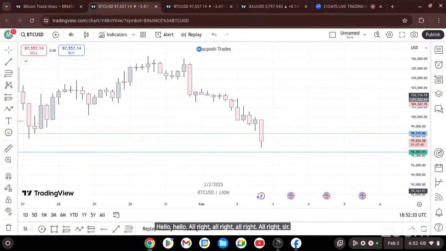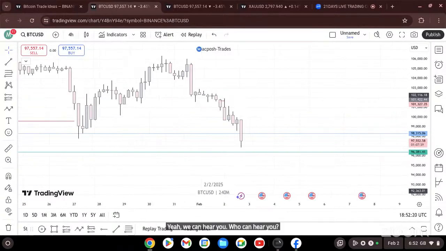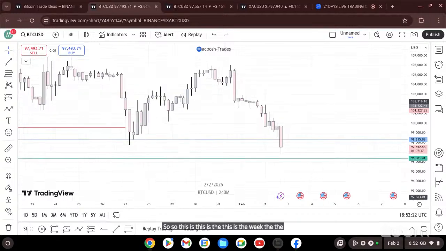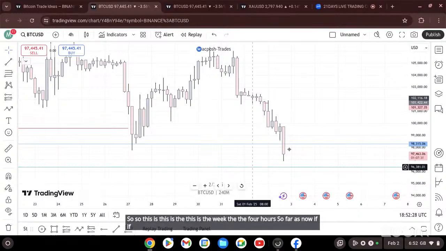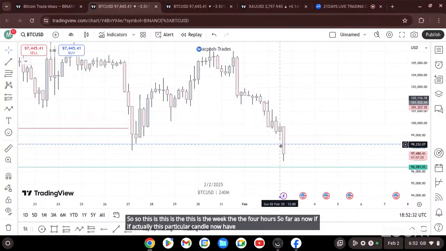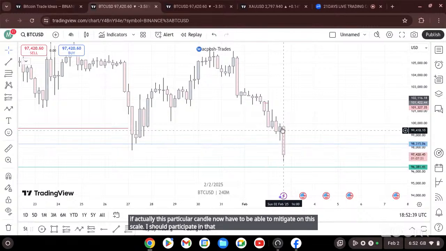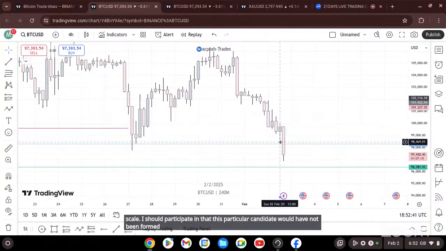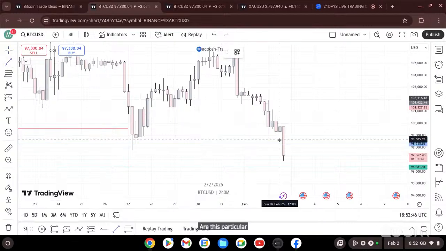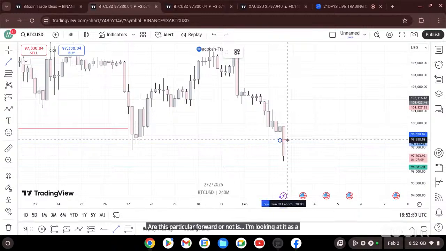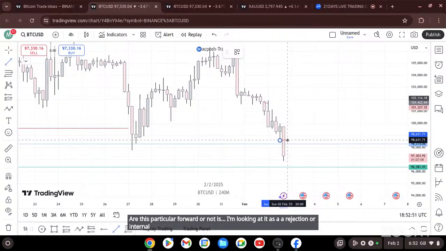So this is the 4 hours. If this particular candle should be able to mitigate on this key level, then I should be anticipating that this particular candle would not have been formed. But what I'll be looking at on this particular 4 hour candle now is a rejection, or an internal range liquidity that has been cleared.